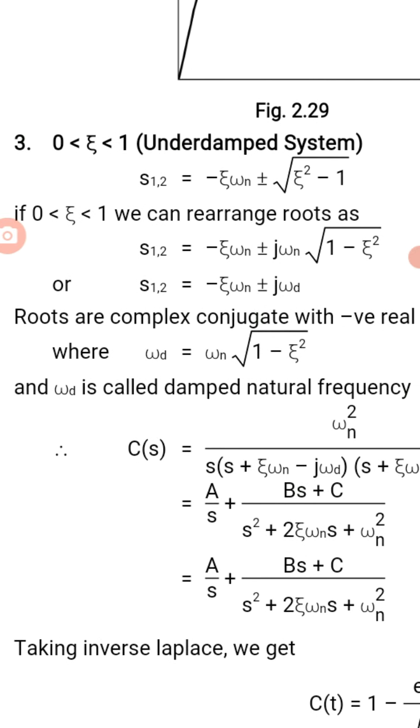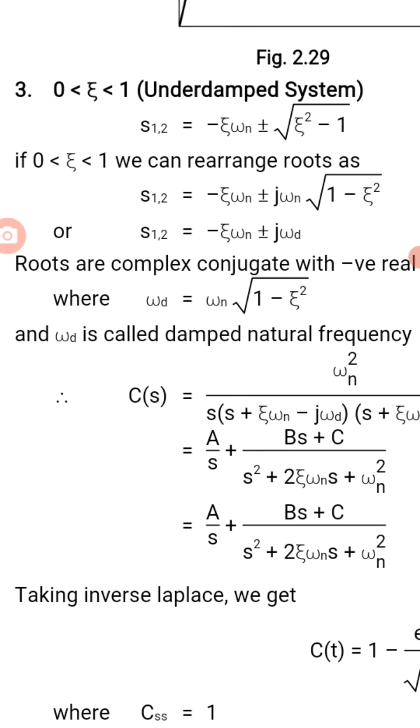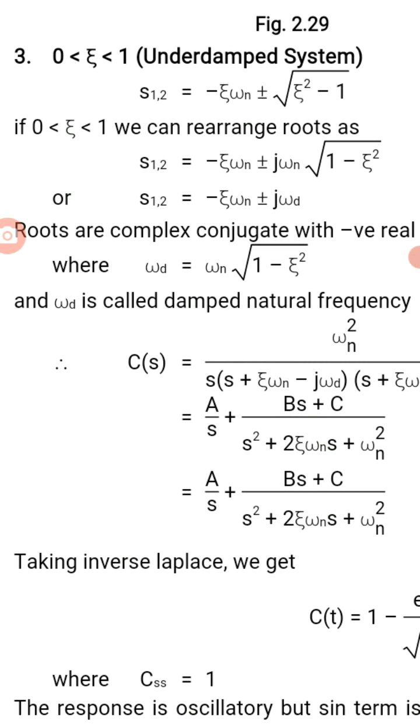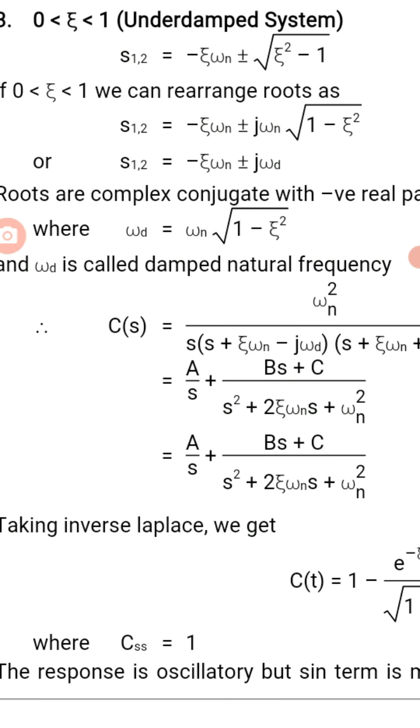Roots are complex conjugates with negative real part, so omega d is given as follows. Omega d is called the damped natural frequency.